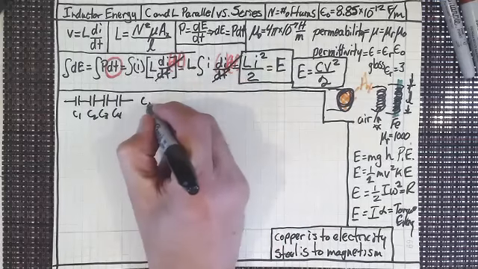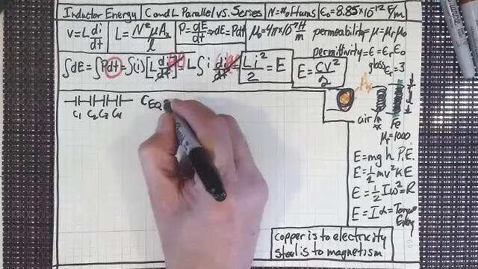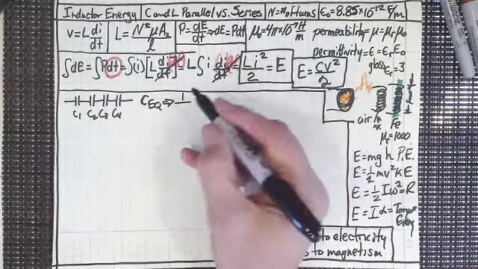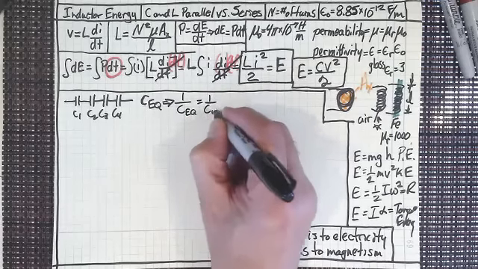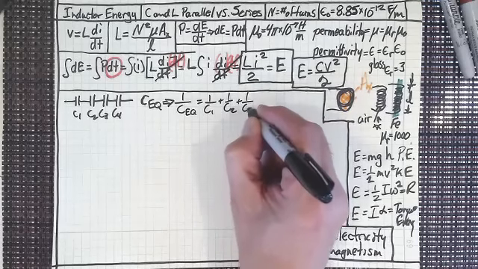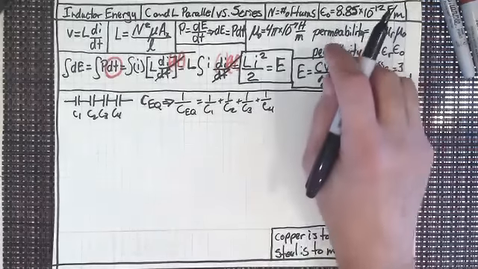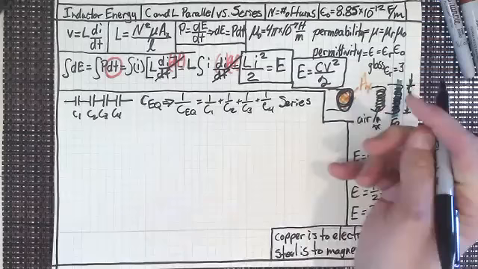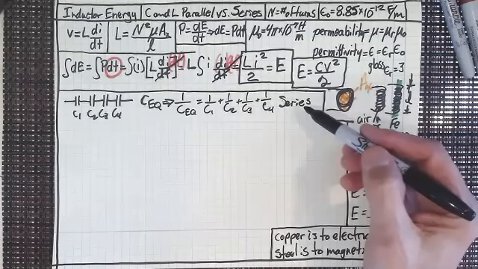If I wanted C equivalent of those four in series, let me write it this way. Just like resistors in parallel, 1 over C equivalent equals 1 over C1 plus 1 over C2 plus 1 over C3 plus 1 over C4. Does everyone see? And that's for series capacitors. So it works exactly opposite of resistors.